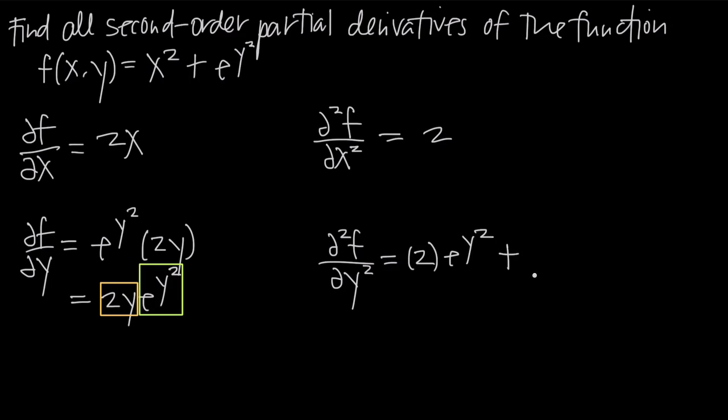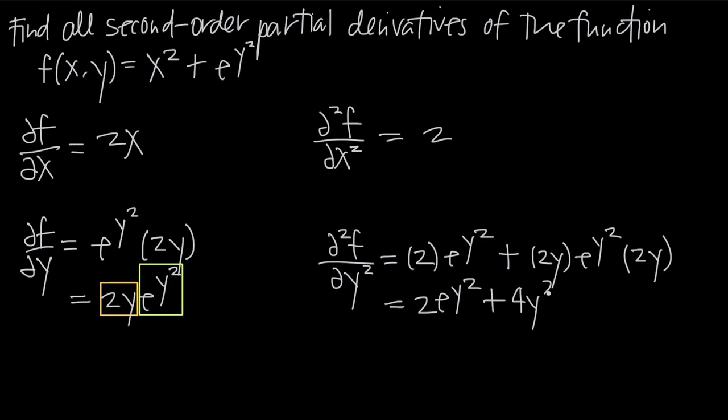Then we add to that the opposite situation. This time we leave 2y as is, but we take the derivative of e to the y squared. Well, the derivative of e to the y squared is just e to the y squared multiplied by 2y. We already did that when we took our first order partial derivative. So now we simplify here, and we just end up with 2e to the y squared plus 4y squared e to the y squared. If we wanted to here, we could factor out a 2e to the y squared, and we'd end up with 2e to the y squared times quantity, 1 plus 2y squared.